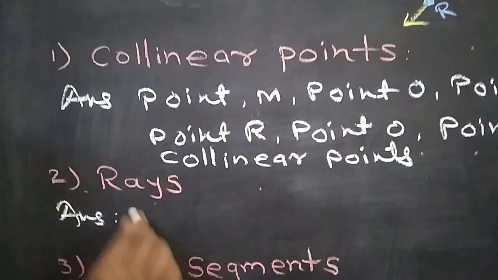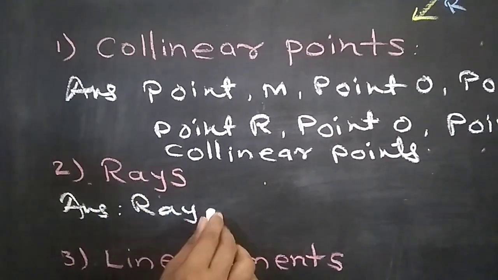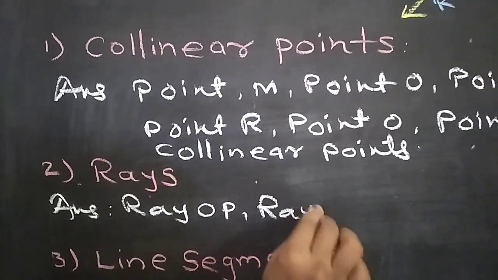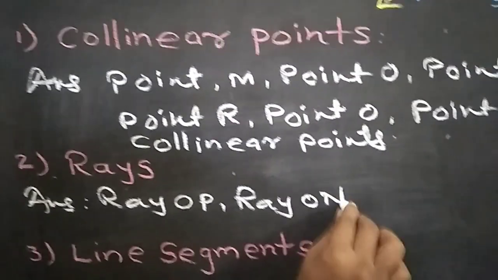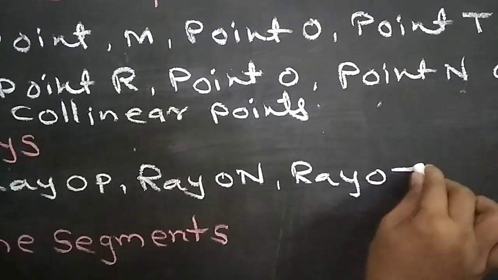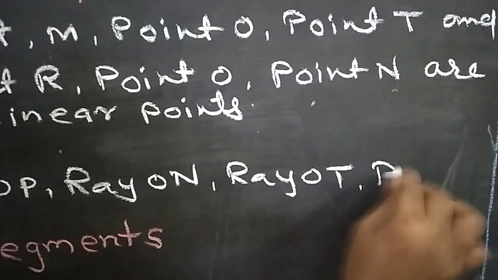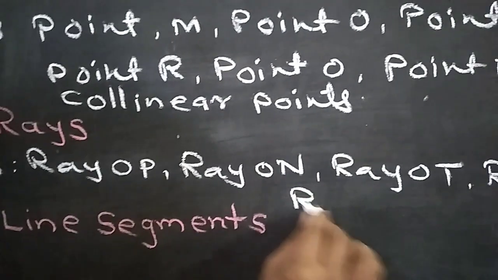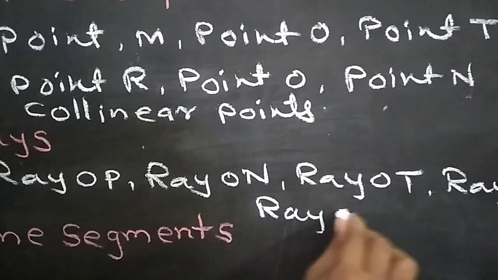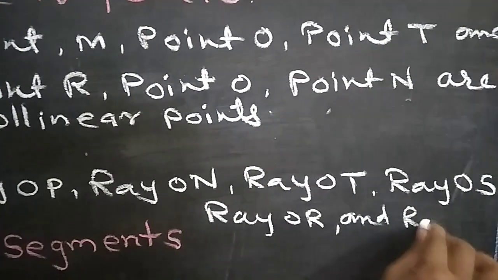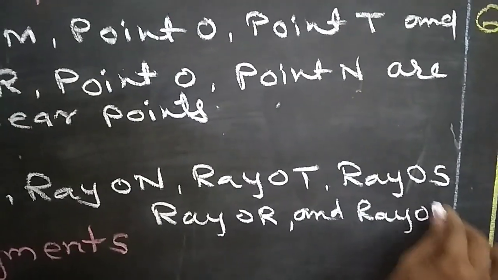Okay, so which ones are here? Ray OP, ray ON, ray OT, ray OS, ray OR, and ray OM will be your rays.